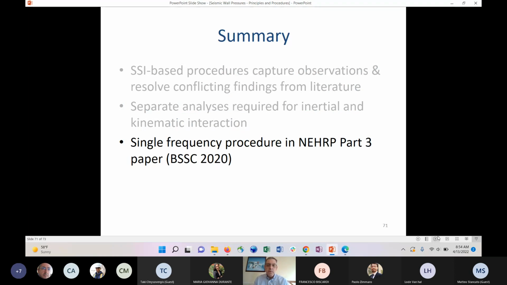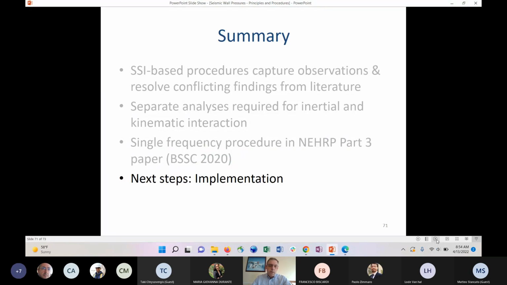And the single frequency procedure, that last procedure that I described, has been through a pretty rigorous review by practicing engineers here in the US. And it's incorporated as a NEHRP Part 3 paper. So that's essentially a white paper that's in this building code related document. It doesn't mean that engineers are required to use it within the code. It's an advisory document, which is the way that all earth pressure documents have been treated in the code. There's never been a mandate. So now we'll start to see implementation of this, I expect, and I hope that this presentation will help maybe move that forward in Italy as well.